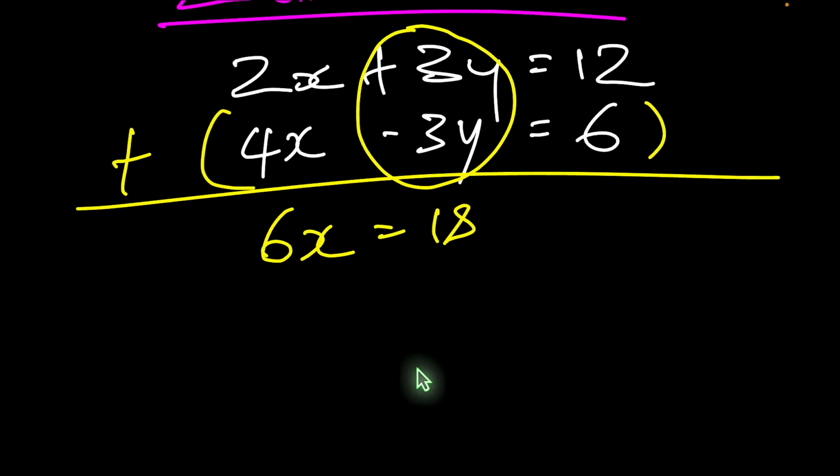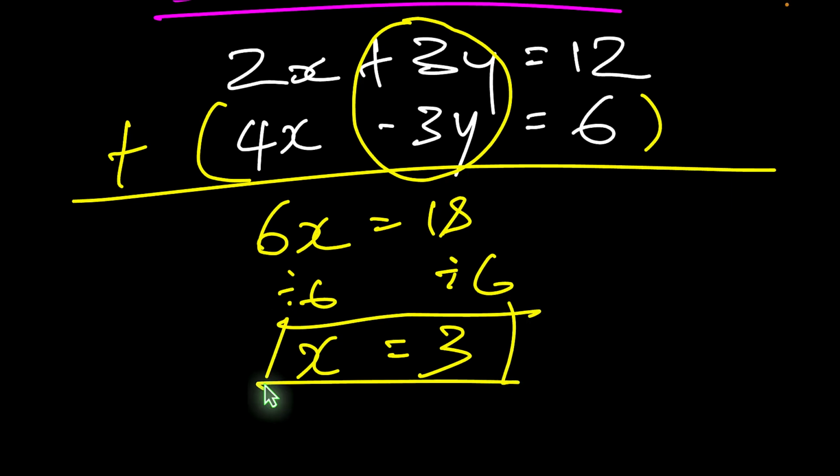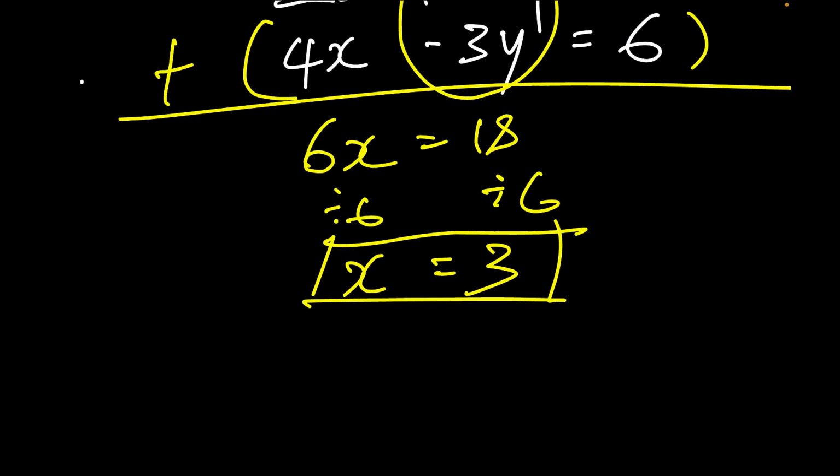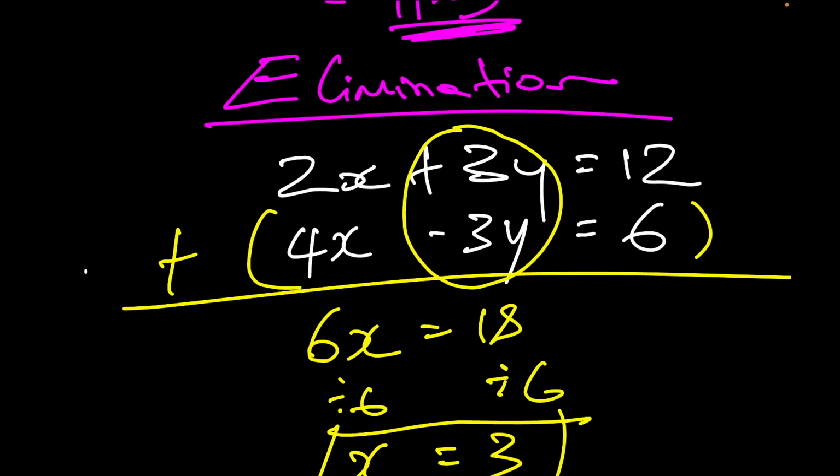So right away, we end up with a one-step solution for this equation. We just divide by 6, and we end up with x equals 3. And just like we did before, we get the value for x. All we have to do then is substitute it into one of the equations. And we can choose any one. We can either choose the 2x plus 3y, or we can choose the 4x. It really doesn't matter which one we choose.